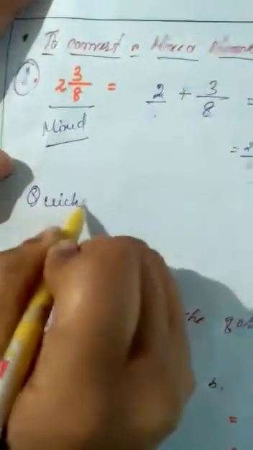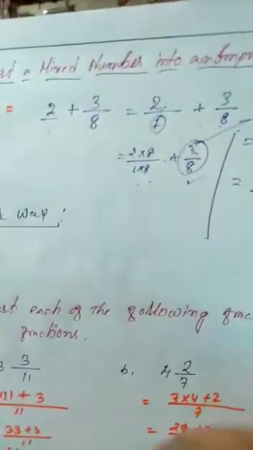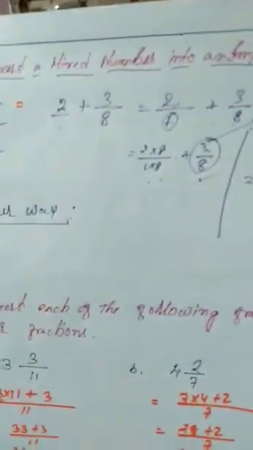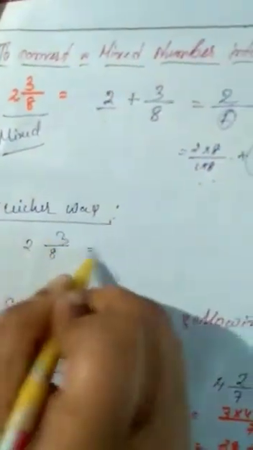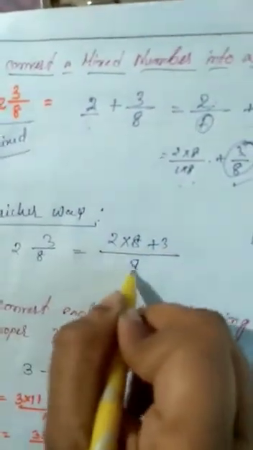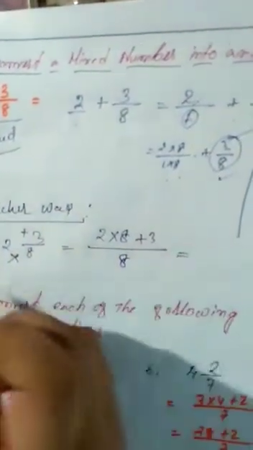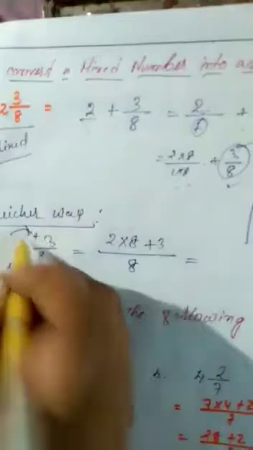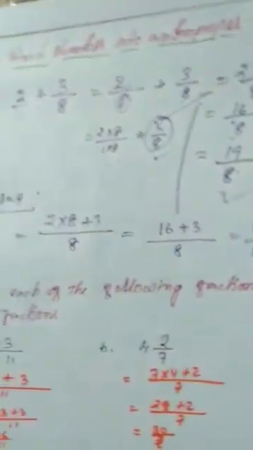And one more way, that is a quicker way. If you find it difficult to find the LCM, then you can do it this way. Okay, so how will we do it, students? See, 8 and 3, how can we solve this? 2 into 8 plus 3, divided by 8. That means these two we have to multiply and this one we have to add. So 2 into 8 is 16, plus 3, divided by 8, so 19 by 8. This is the easiest way.